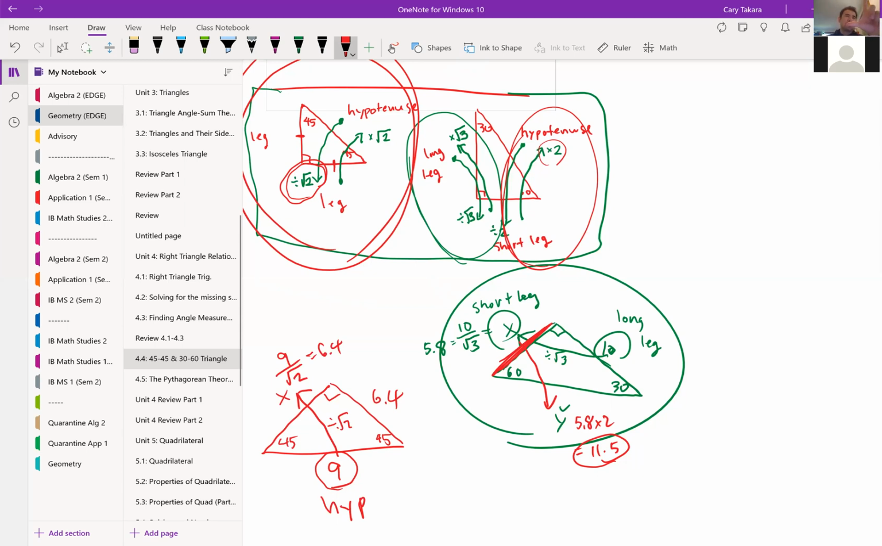Again, I will not always draw the triangle in this way. It could be rotated, it could be flipped, it could be upside down. So you have to always find a reference point. Where is the hypotenuse? Okay, and that will help you to see which direction you're going.